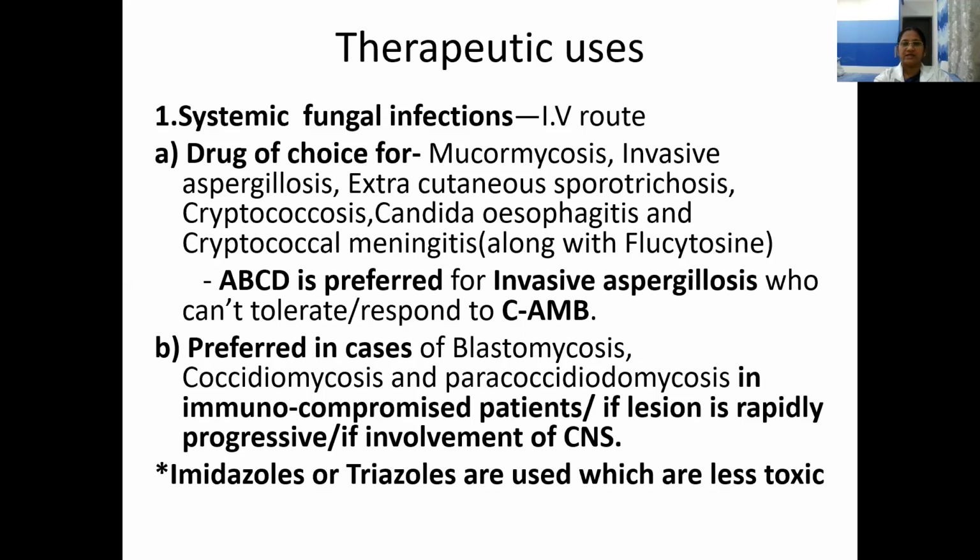In cryptococcal meningitis, it has to be used along with flucytosine. It should not be used alone. Why? Because it will develop resistance. And amphotericin B colloid dispersion is preferred for invasive aspergillosis in those who can't tolerate or who didn't respond to the conventional amphotericin B. The second use is in cases of blastomycosis, coccidioidomycosis, and paracoccidioidomycosis in immunocompromised patients, or if the lesion is rapidly progressive, or if involvement of the CNS is there.